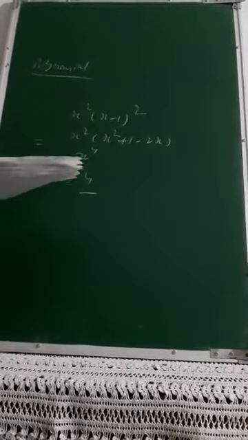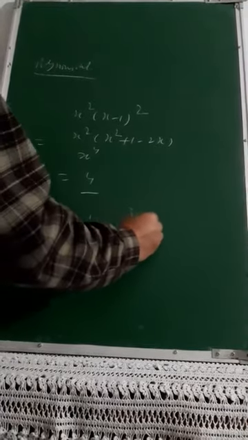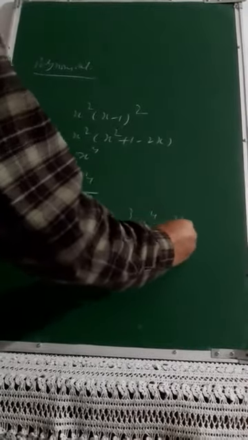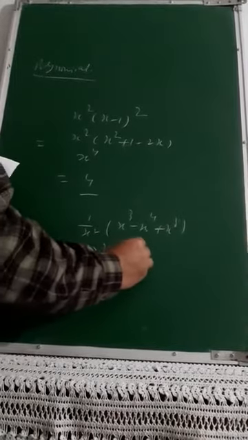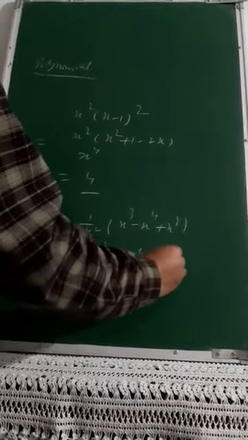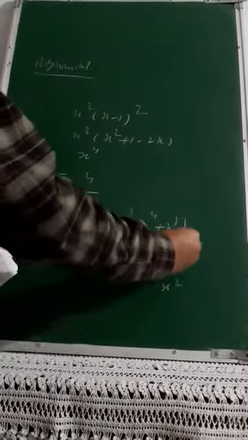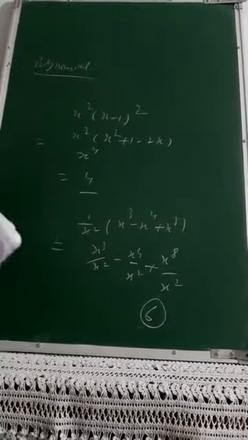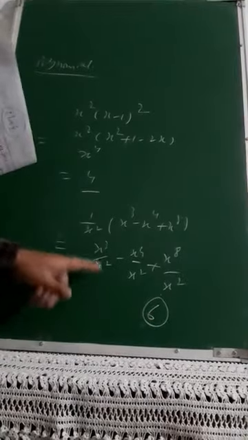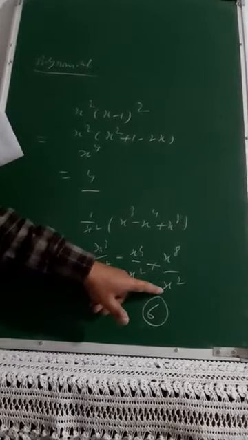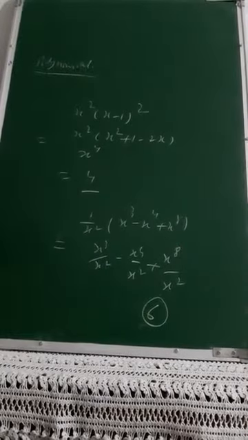Then in second part it was 1 upon x square into x cube minus x4 plus x raised to the power 8. So everywhere you have to divide it by x square. So x cube upon x square minus x4 upon x square plus x raised to the power 8 upon x square. Here it will be 1, here it will be 2, and here it will be 6. So highest degree you will be finding is 6. So degree of the polynomial here in second part will be equal to 6. Because when the bases are same, we need to subtract the powers. So highest power in these three cases you will be getting is 6. So degree you will have to take 6.